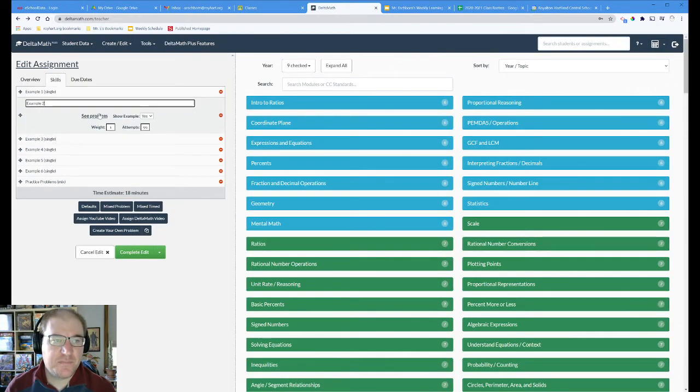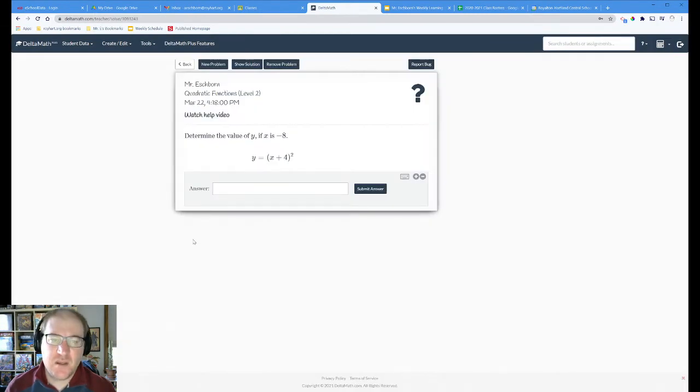Question number 2 says determine the value of y if x is negative 8. So in this question, it's y equals parentheses x plus 4 close parentheses squared. So we're going to put this negative 8 in place of this x here.